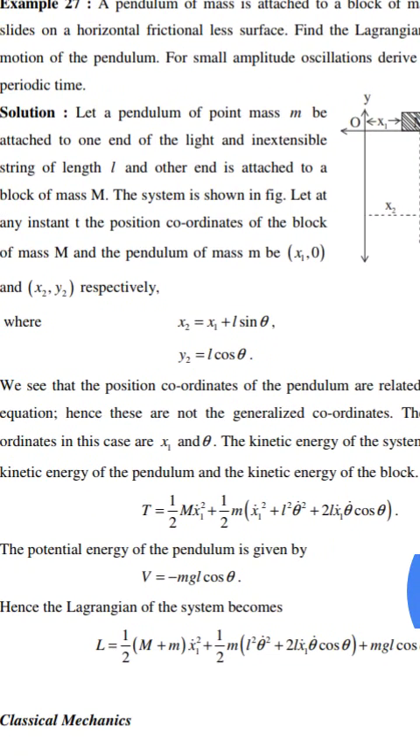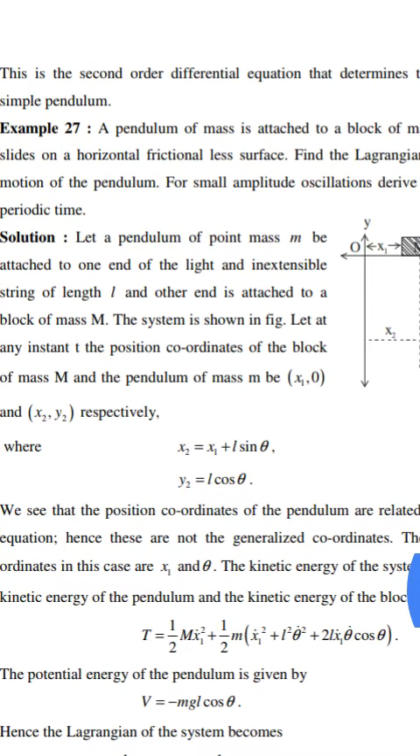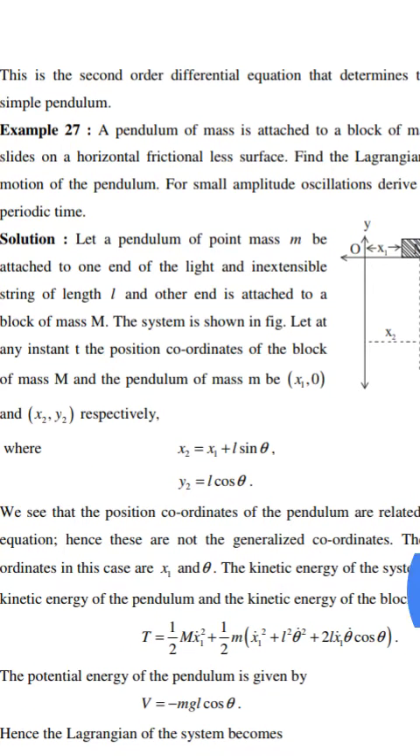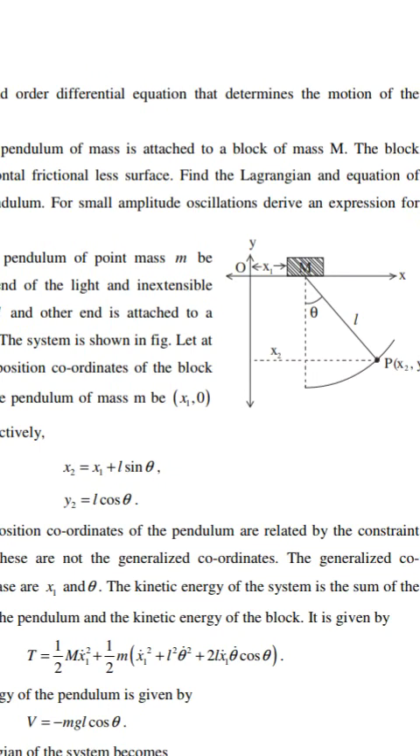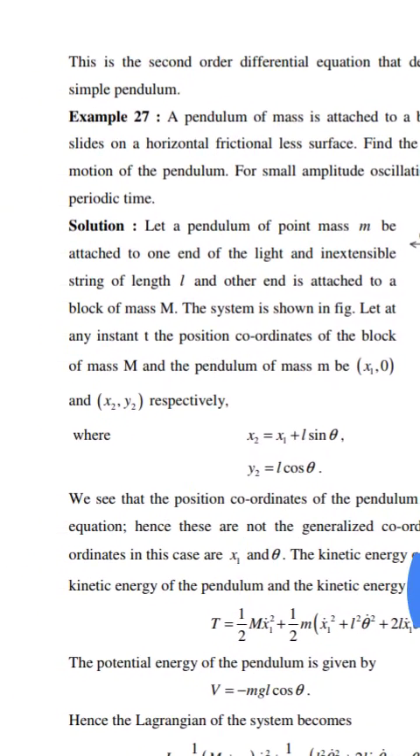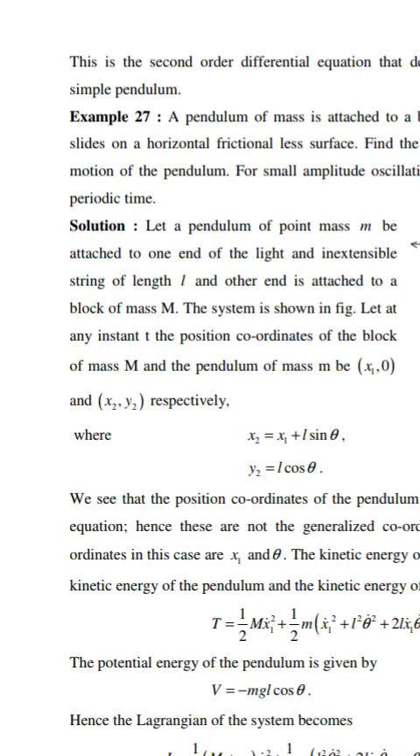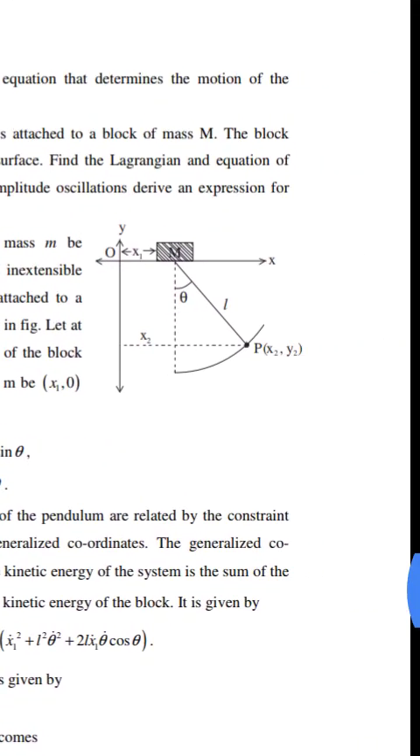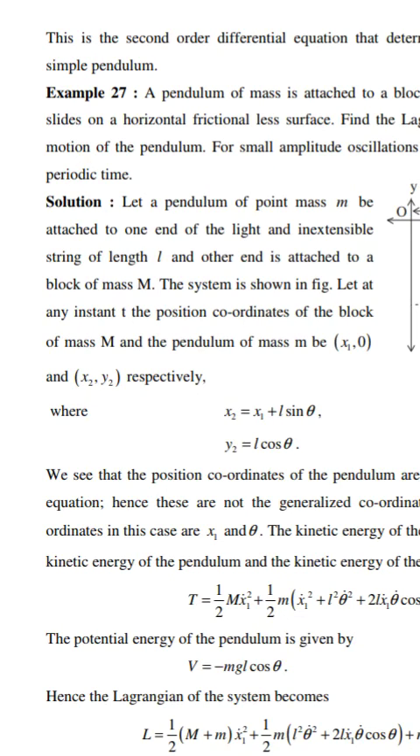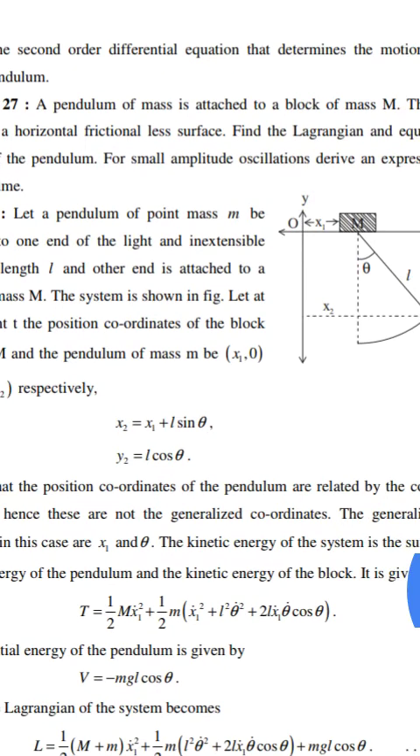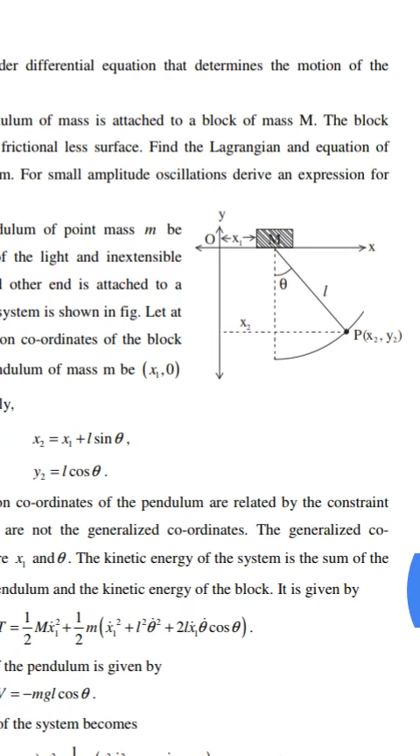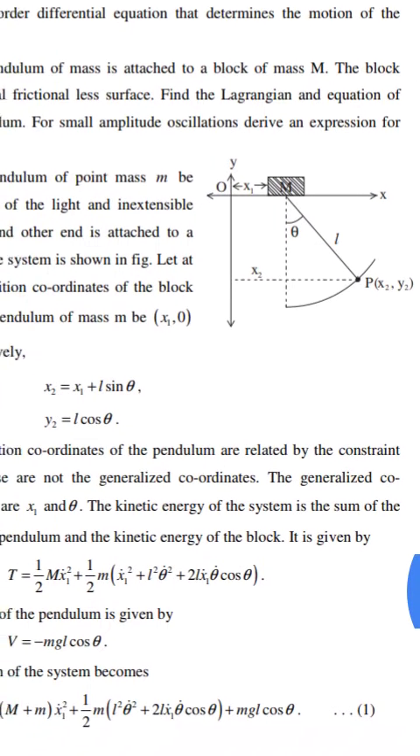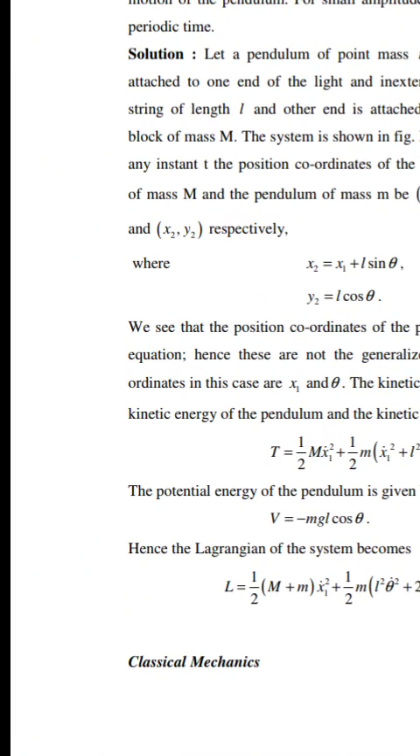Now, one more example. Now, see here. A pendulum of mass m is attached to a block of mass M. The block slides on a horizontal frictionless surface. Find the Lagrangian and equations of motion of the pendulum for all amplitude oscillations. Derive an expression for the periodic time.